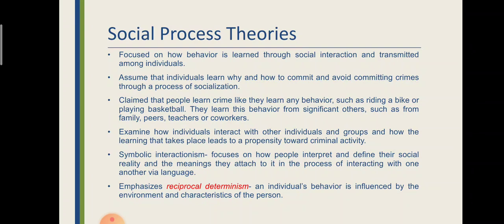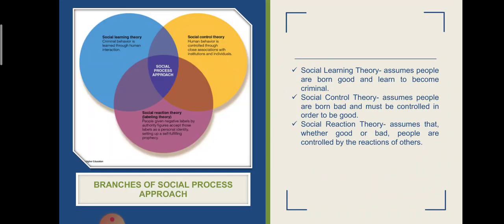Okay? So next, this theory emphasizes reciprocal determinism. So what is reciprocal determinism? It is that an individual's behavior is influenced by the environment and the characteristics of the person. So this is a sample of the graphic representation of the social process theories.